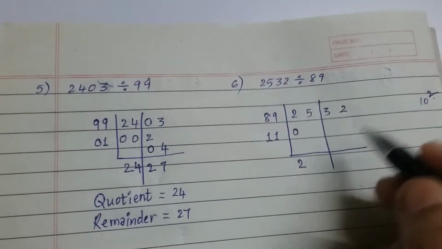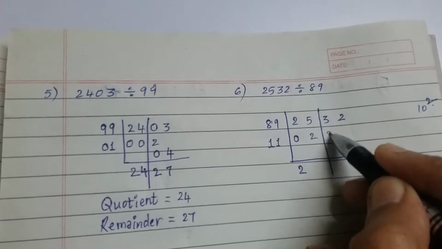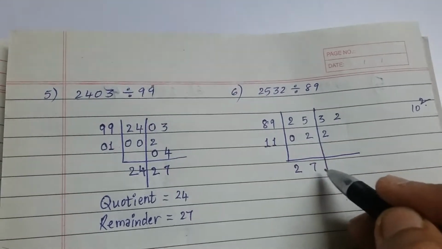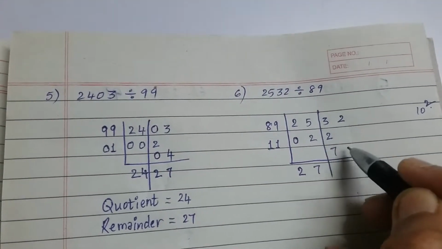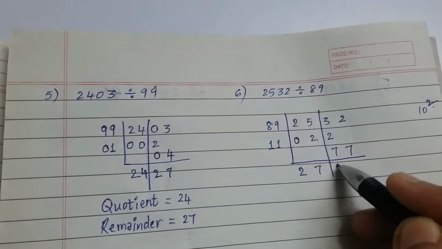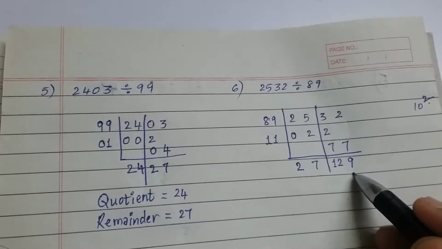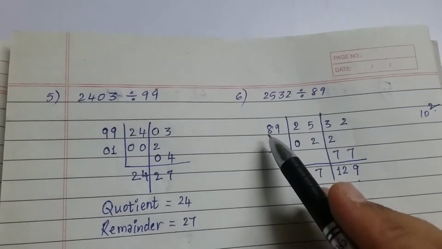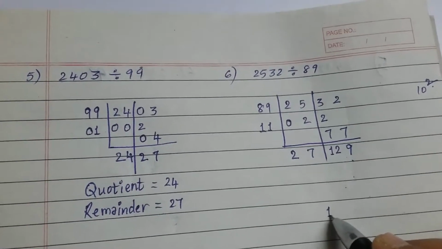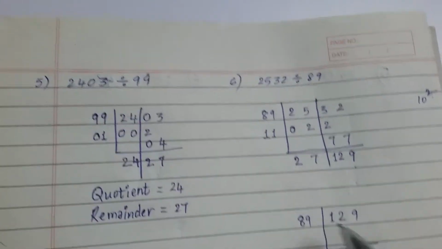of the dividend. 2 plus 0 is 2 here. 11 into 2 is 22. Like this we have to write. 5 plus 2 is 7 here. 11 into 7 is 77, and we will get 129 here, and 2 plus 7 is 9. Our remainder is greater than the divisor here. Still we have to do the division, like dividing 129 by 89.